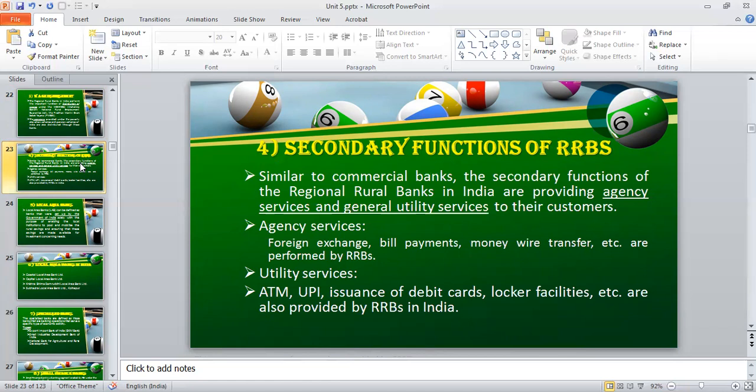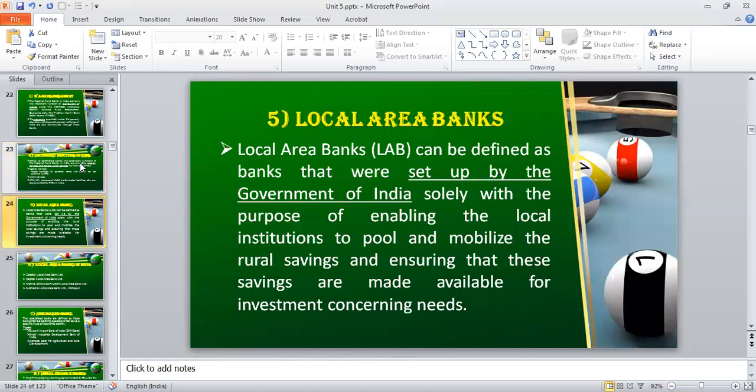So similar to these commercial banks, the secondary functions of these regional rural banks in India are providing agency services as well as general utility services to the customer. What is the meaning of agency services? It may be foreign exchange or bill payments or money wire transfer. These are considered as the agency services. Then what is the meaning of general utility services? It may be ATM or UPI or debit card issue or locker facilities like that. These are considered as the utility services.